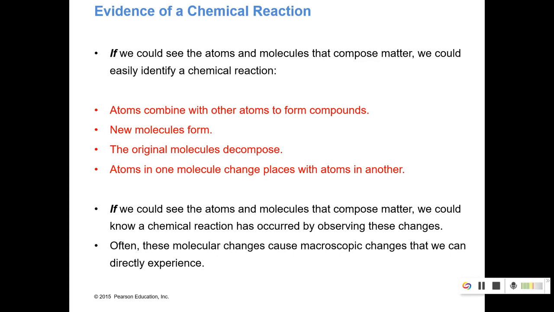So one of those things is when atoms combine with other atoms to form compounds. When new molecules are formed, when the original molecules decompose. Remember that means to break down. Y'all should have learned that in biology. So when the original molecules break down, that's evidence of a chemical reaction. Or when atoms of one molecule change places with atoms in another molecule. So these are just different ways reactions happen, and we can see them in a chemical reaction. We will talk about the different types of reactions in part 3.